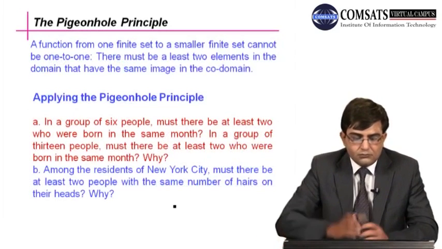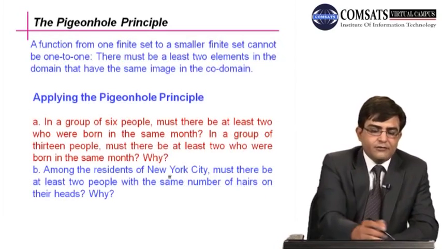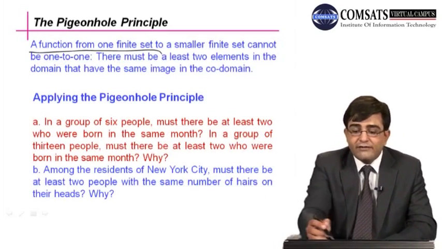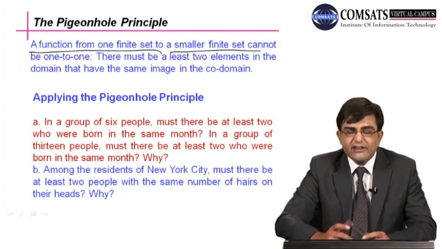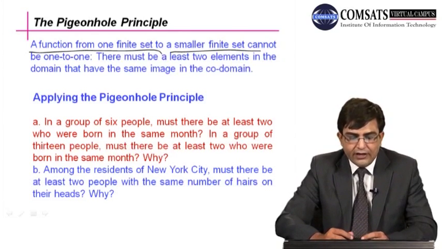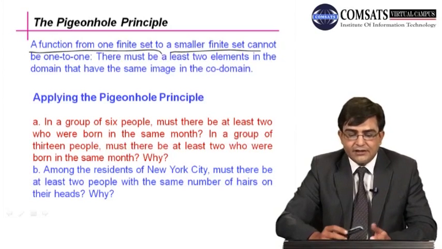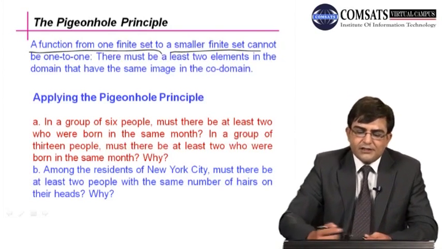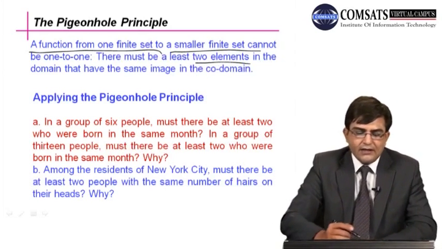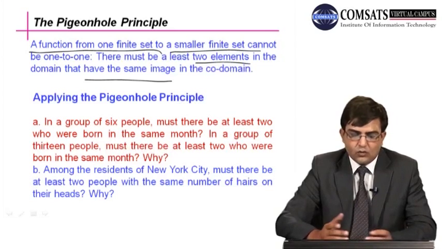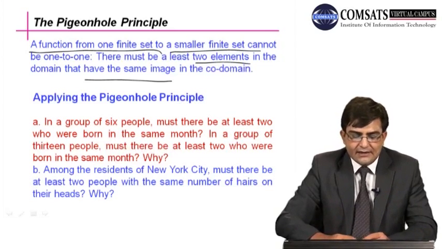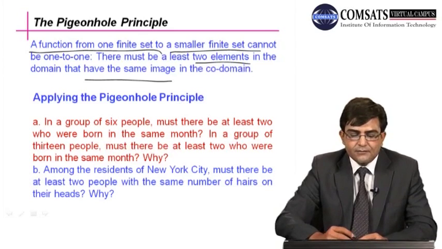So what is the pigeonhole principle? A function from a finite set to a smaller finite set cannot be one-to-one. What is a one-to-one function? You know it. We have already discussed one-to-one functions when we studied functions. So there must be at least 2 elements in the domain that have the same image in the codomain. This is what the pigeonhole principle says in the language of functions.